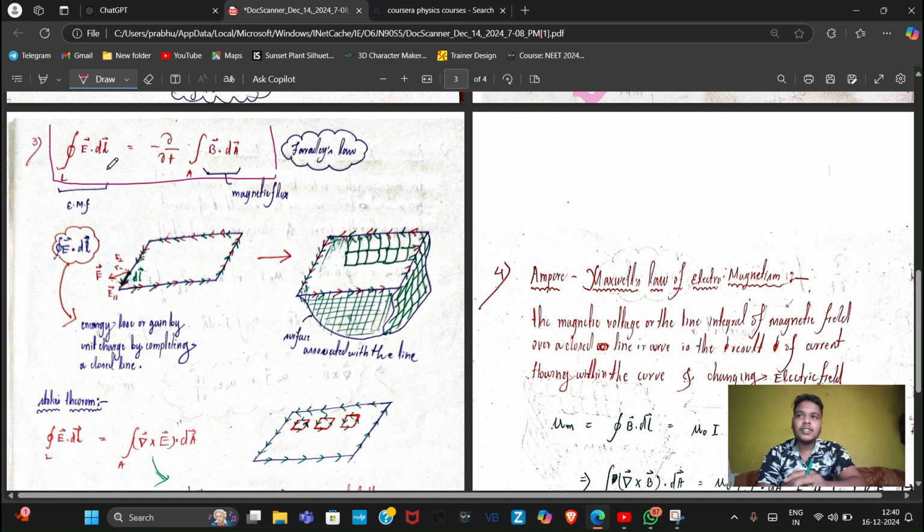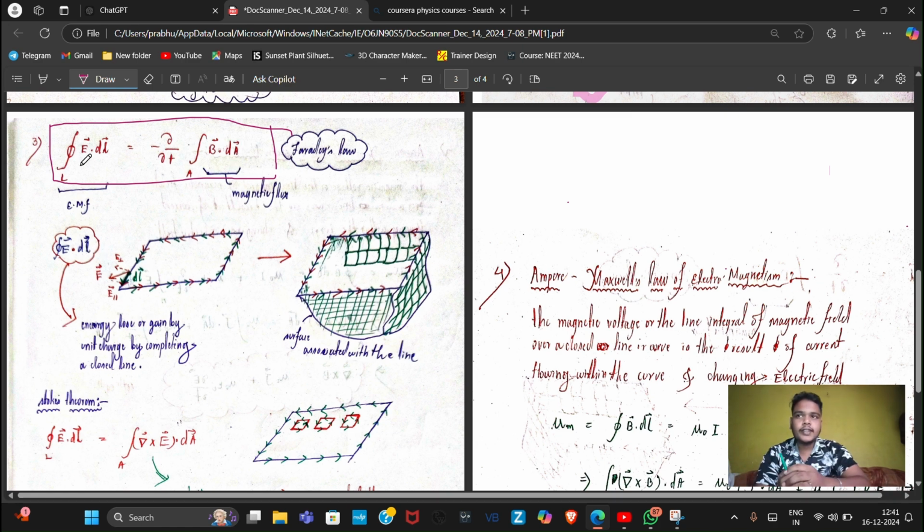So Maxwell's third equation is based on Faraday's law of electromagnetic induction, which states that the EMF generated inside a closed loop is nothing but the negative rate of change of magnetic flux, which in mathematics is written like this: closed integral of E dot dl is equal to minus ∂/∂t of the surface integral of B dot dA. Okay, so you can also understand it like this.